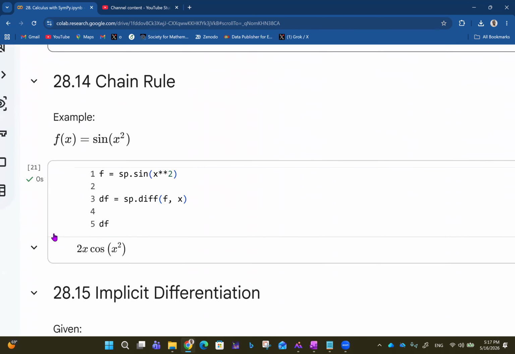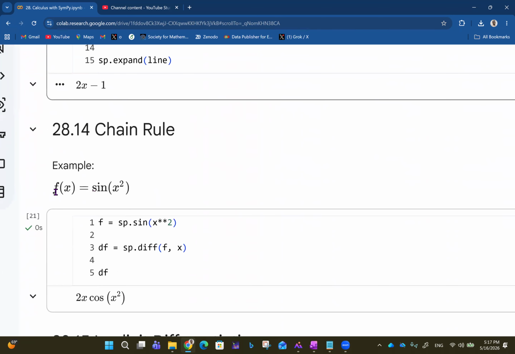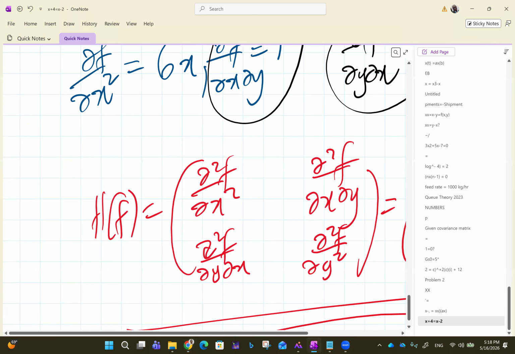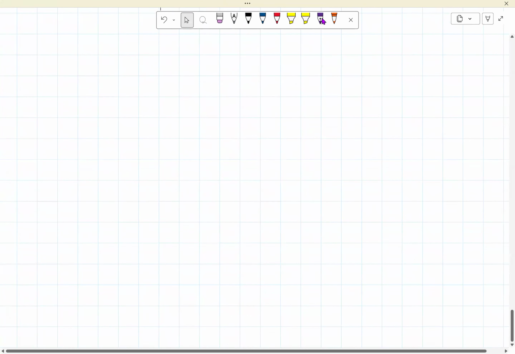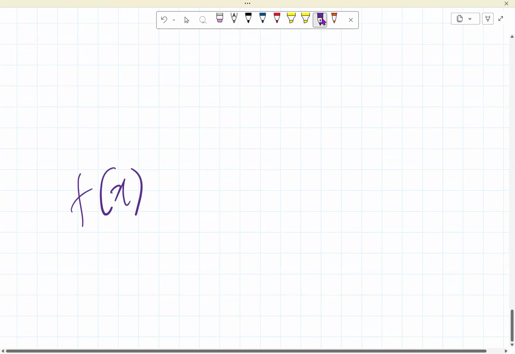So we have that for tangent line. Then we have chain rule, right? If you have f of x equals sine x squared, we have f is sine of x squared. Differentiate that, you get 2x cos x squared. So how is it chain rule in the first place? F of x equals sine of x squared.